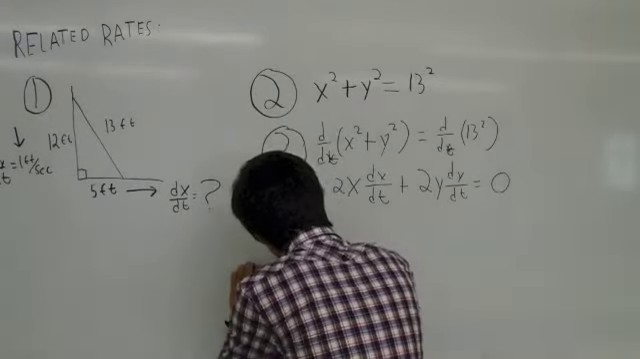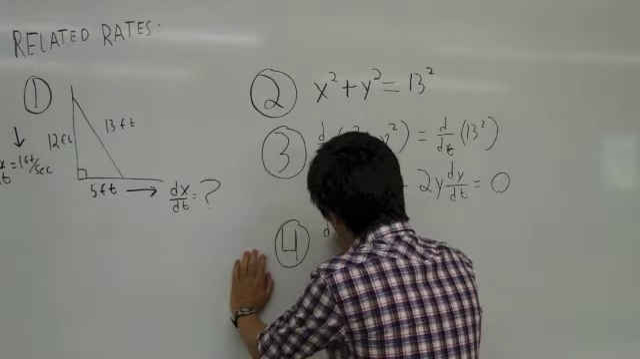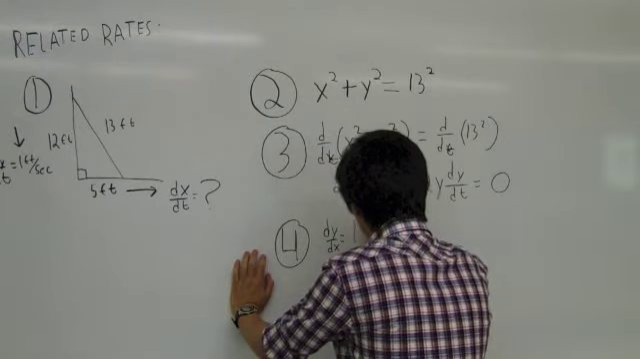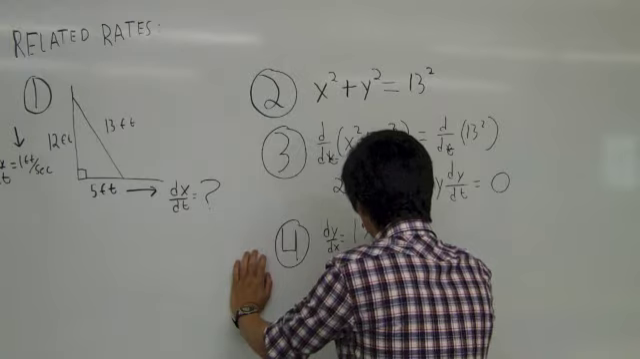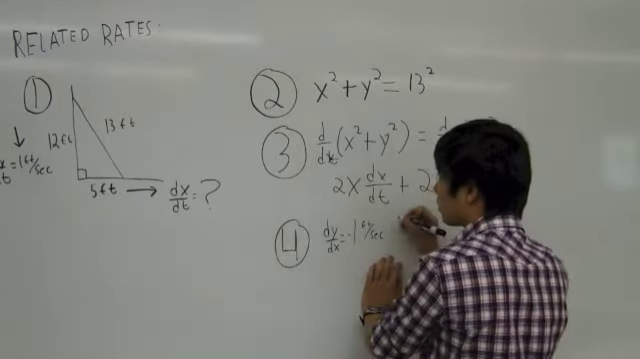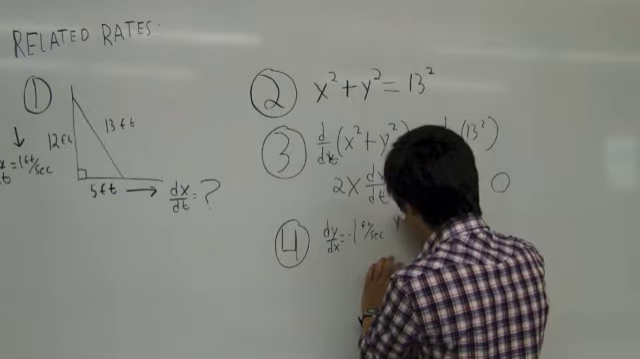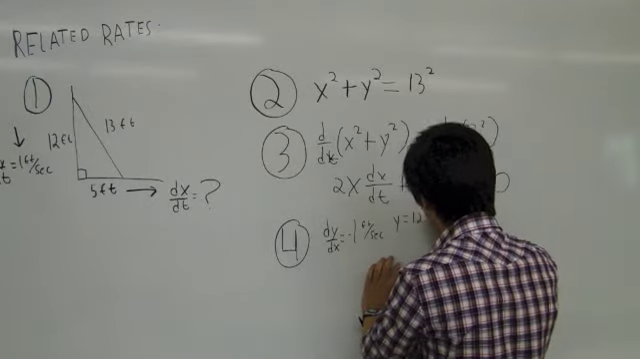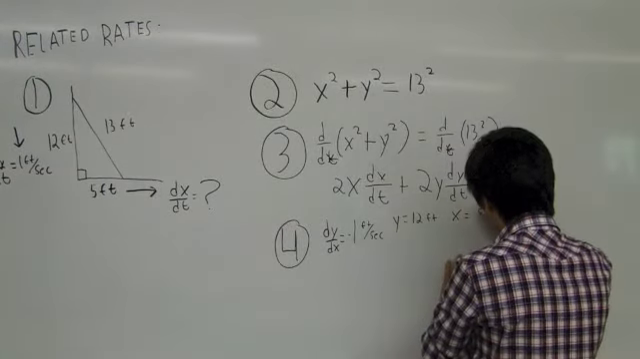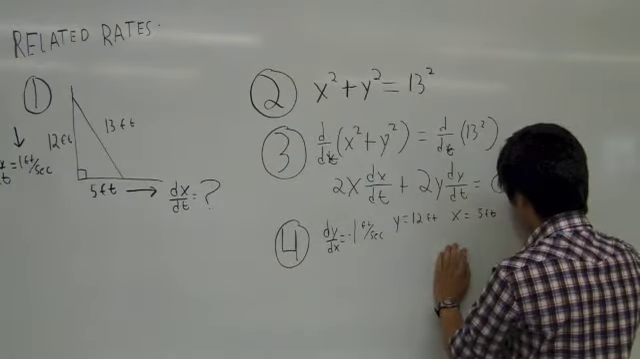Now step 4, sub in the variables. Side y is changing at a rate of -1 foot per second, because it's sliding down the wall. Negative. There we go. Side y is currently 12 feet long, and side x is currently 5 feet long. We're looking for dx/dt, so we just leave that as it is.